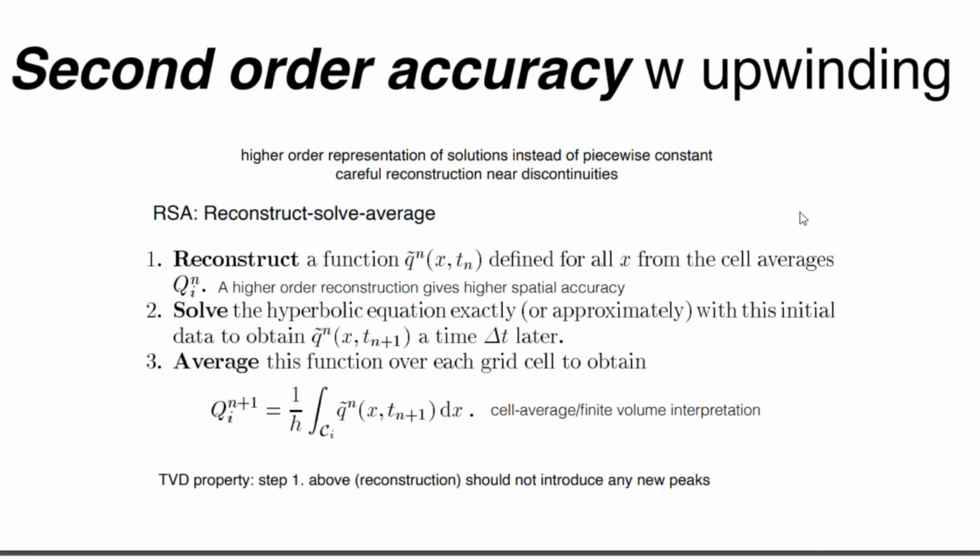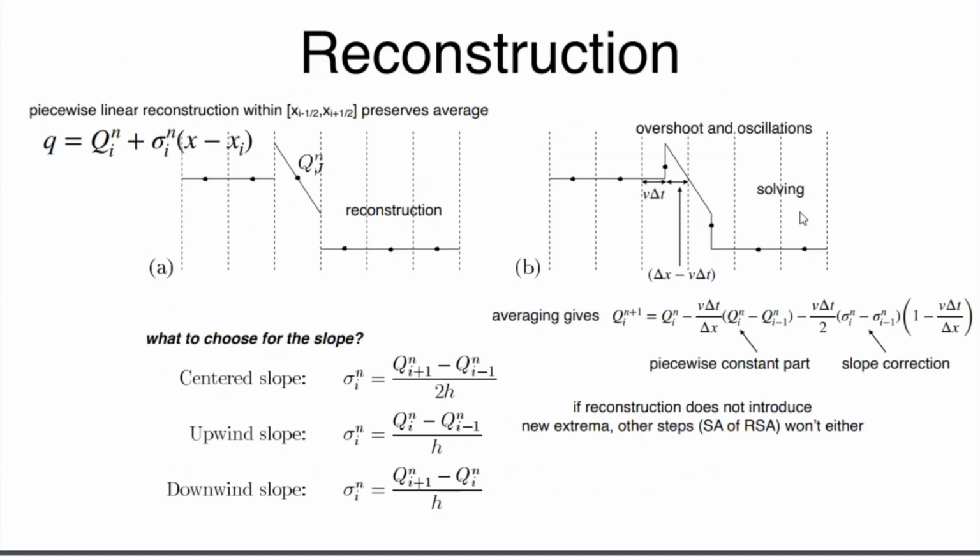So the recipe for getting to higher order in this approach of winding is actually to do higher and higher order reconstructions. Rather than piecewise constant, you make it linear, quadratic, and so on. Here is an example. Suppose you have this initial square wave in terms of the grid cells shown here.